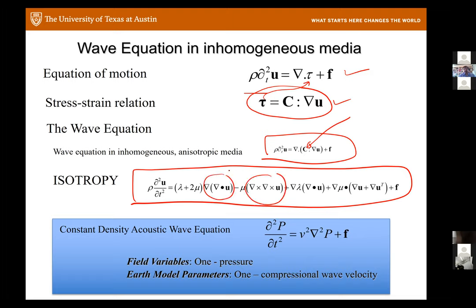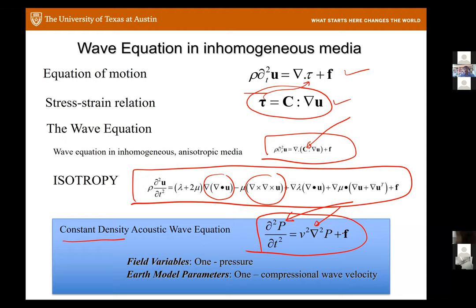What we use is an even simpler version of it, which is the acoustic wave equation, and that with constant density. And that is given by this equation, where P is some scalar. Typically, it can be the pressure wavefield. And v is the velocity, which is varying in all x, y, and z directions. And this is the Laplacian, as you know what del square is. And F is the force term.